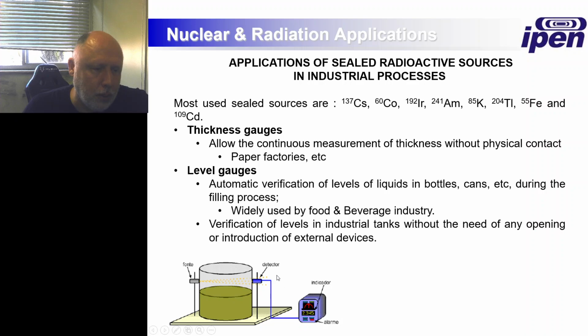If you have a source here and a detector here, if the liquid, whatever the liquid is, is below that source, all the radiation is reaching the detector, or some of it is absorbed on the walls, but you know how much it is. Once the liquid goes above the source, a lot less radiation will hit the detector, the count rate will reduce a lot, and you know that the water or any liquid has passed that point, right? So that's what they do with bottles for soda, in many cases for beer and everything, for cans, right?